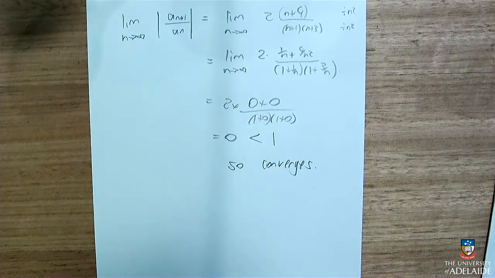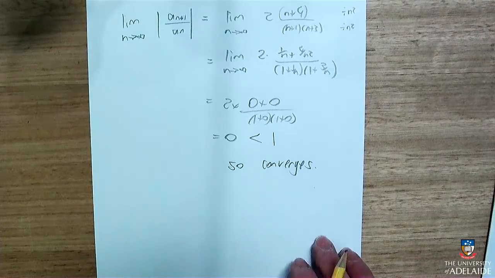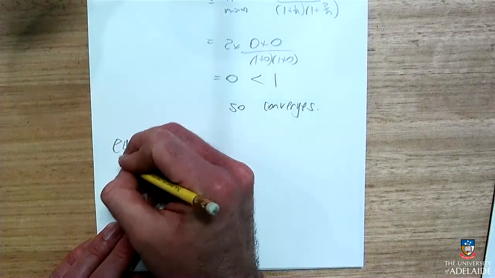Okay, so that's pretty much all the tests that we have. But I do want to do an example where we don't know in advance what, well, I know what it's going to be. So I'm just going to do another example.